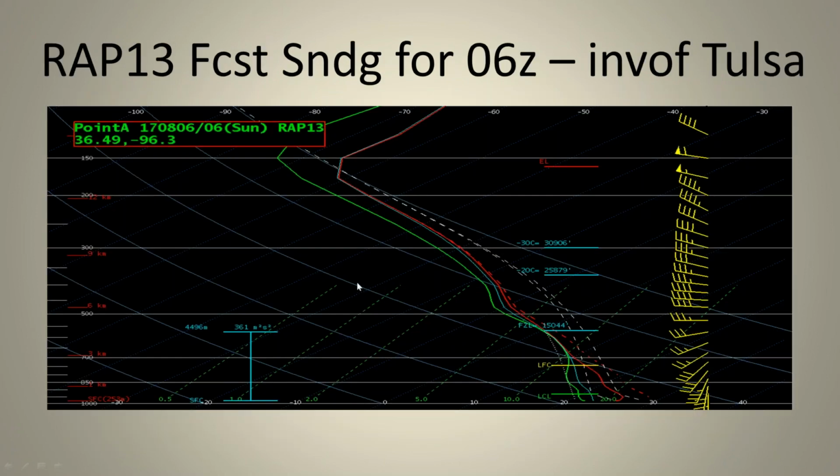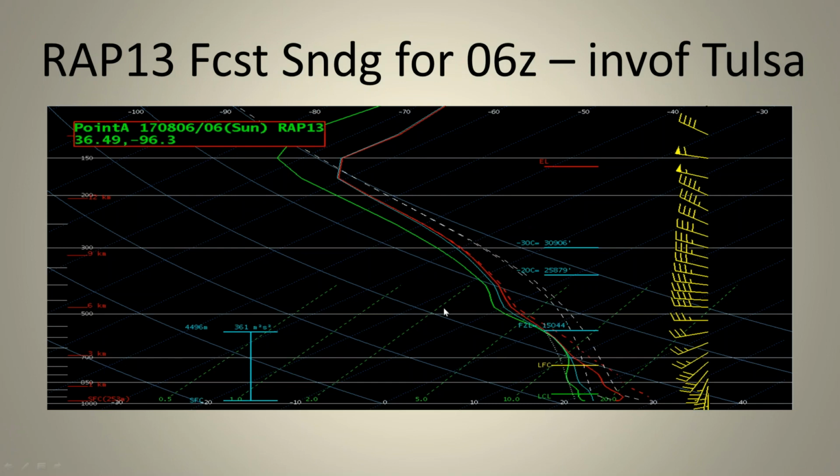Forecast sounding for 6Z in the vicinity of Tulsa shows, again, kind of an inverted V profile below the LFC, with a very dry mixed adiabatic lapse rate. Above that, you've got quite a bit of CAPE and winds almost westerly at 30-35 knots. And you can see the height of the freezing level, the -20, -30.